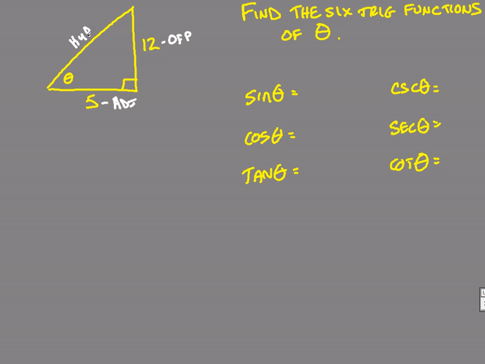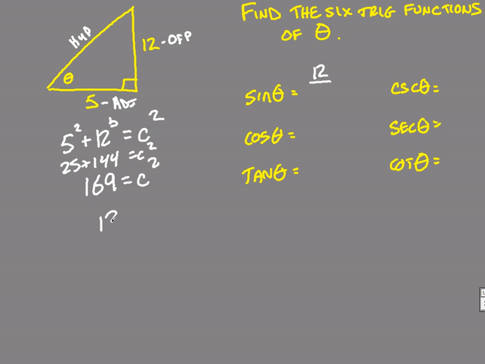Sine is SOH, opposite over hypotenuse. The opposite is 12. The hypotenuse, well, it didn't give us a hypotenuse, but we can find that with the Pythagorean theorem. If I have a leg which is 5, 5 squared, plus b is 12, so 12 squared, equals c squared. So this is 25 plus 144, which becomes 169, equal to c squared. To get that by itself, I take the square root of both sides and get 13 for c. So my hypotenuse is 13.